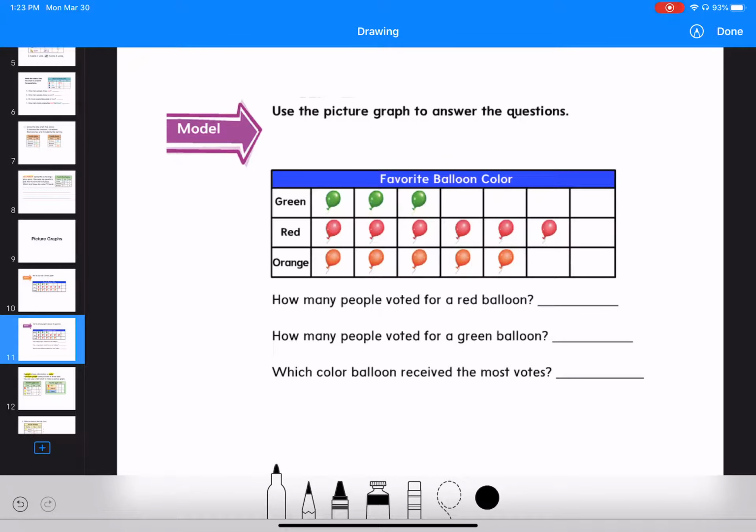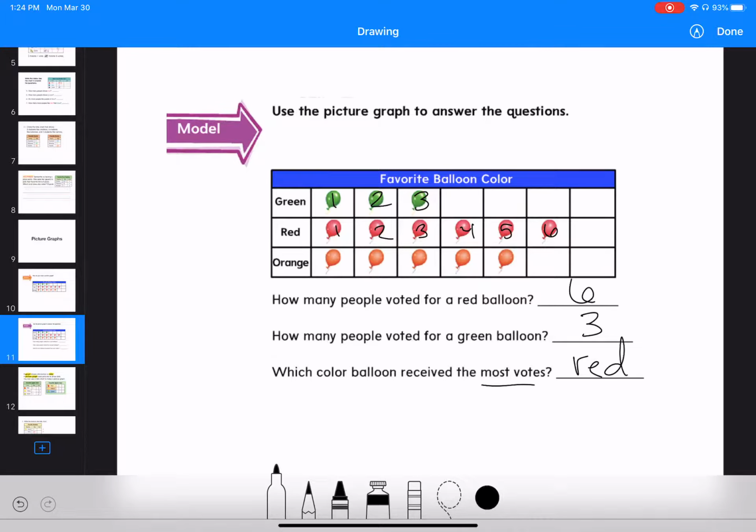So let's go ahead and look at these questions. How many people voted for a red balloon? 1, 2, 3, 4, 5, 6. How many people voted for a green balloon? 1, 2, 3. So 3 people chose green. And which color balloon received the most votes? Which one of these has the most? Green, red, or orange? It would be red.